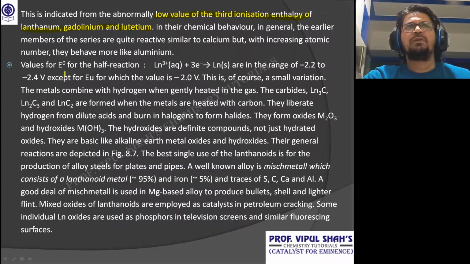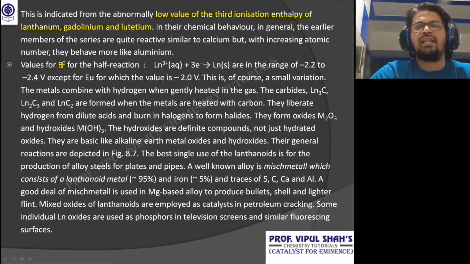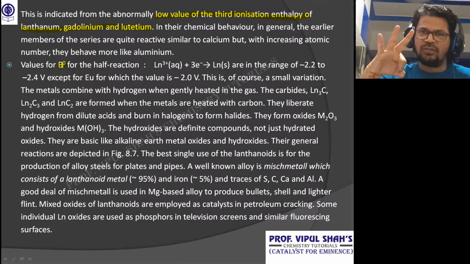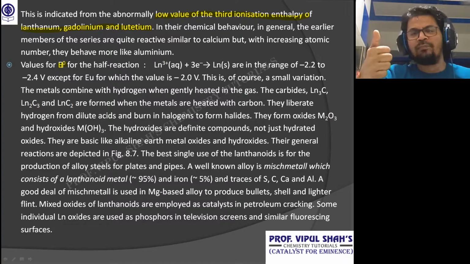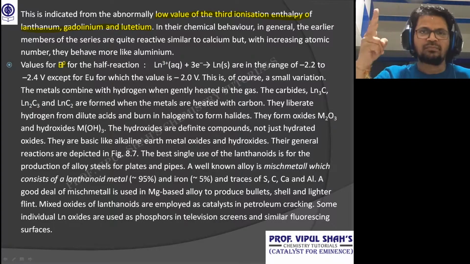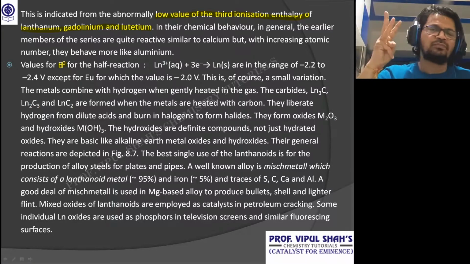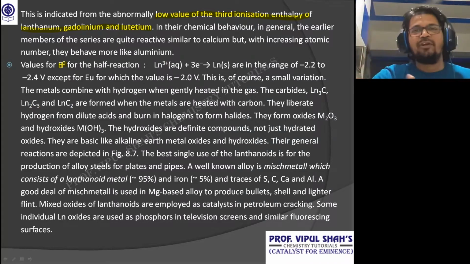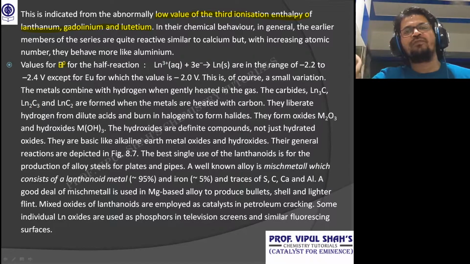Then next is the E0 values. We all know what E0 is, the standard electrode potential value. I've told you how you get the E0 values: a combination of three things. One, first of all, sublimation from solid to gas. Second, ionization, that is to form its ions. And third, hydration enthalpy. So the combination of three, sublimation plus ionization plus hydration, gives us the E0 value.